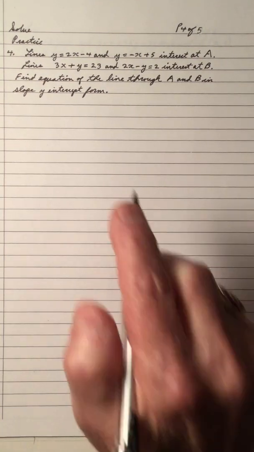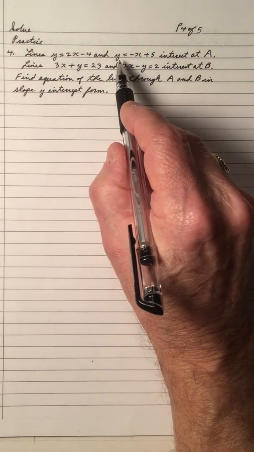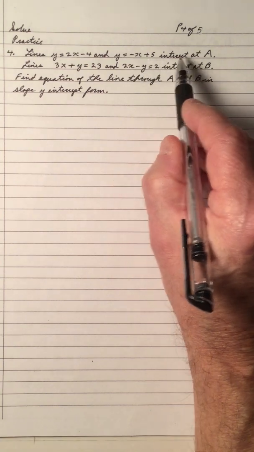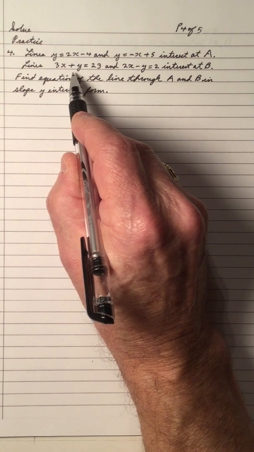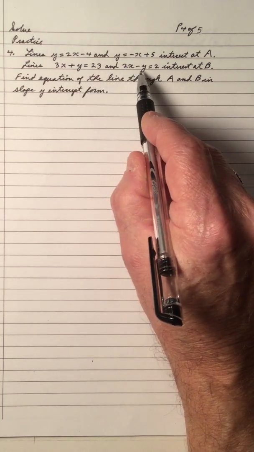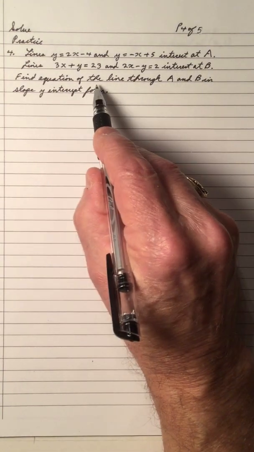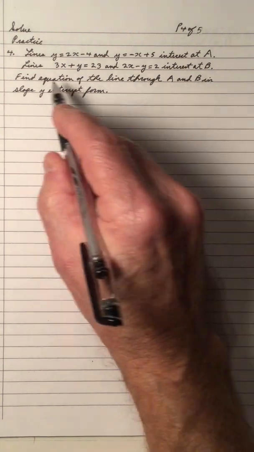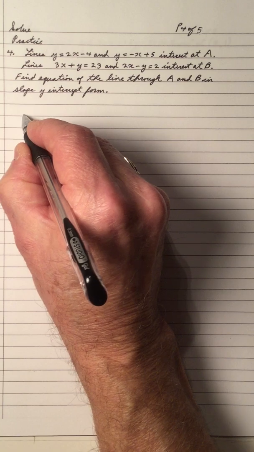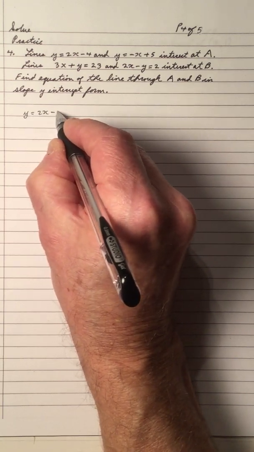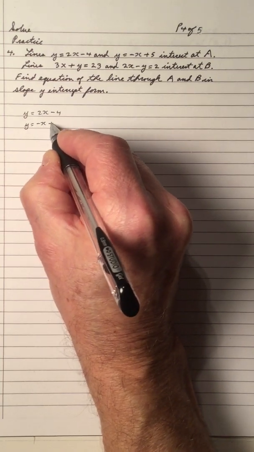Now we have another problem. Number 4: the lines y equals 2x minus 4 and y equals negative x plus 5 intersect at A. And the lines 3x plus y equals 23 and 2x minus y equals 2 intersect at B. Find the equation of the line through A and B in slope-intercept form. So let's take the two equations, y equals 2x minus 4 and y equals negative x plus 5.